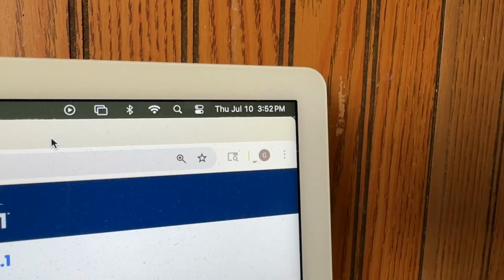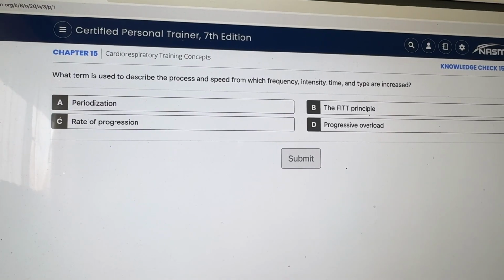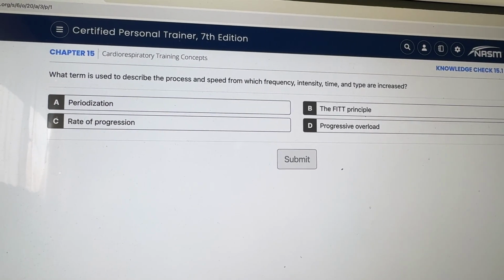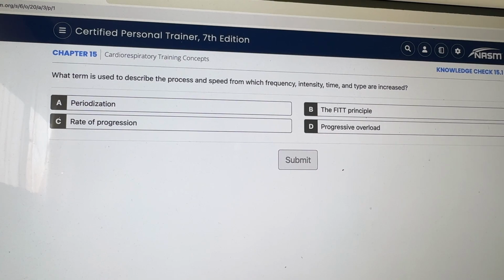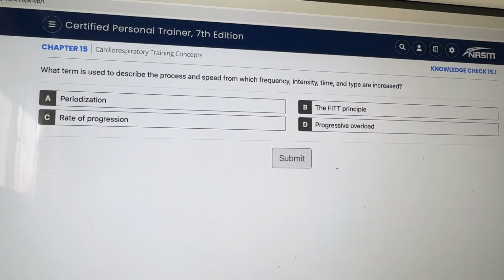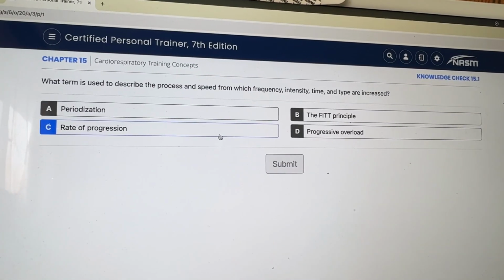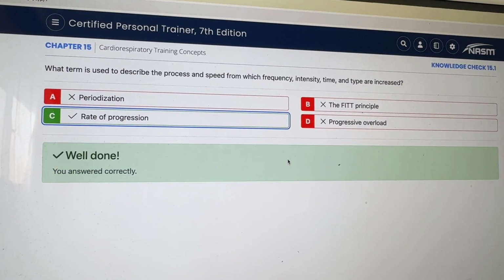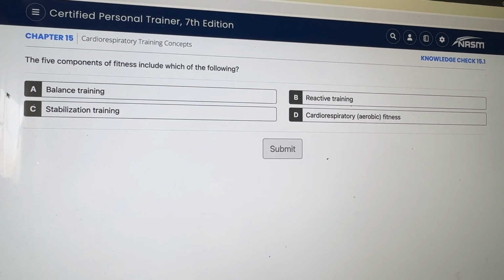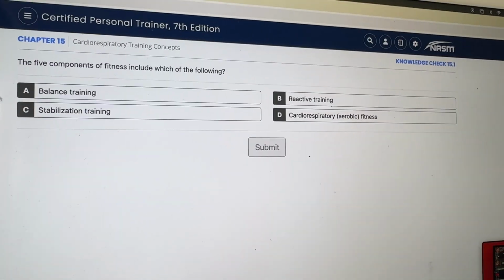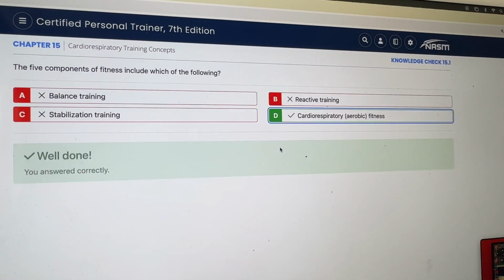Alright guys, lesson 1, chapter 15 is done. 3:25 right now. Only 2 questions. Here we go. What term is used to describe the process and speed from which frequency, intensity, time, and type are increased? Rate of progression. The 5 components of fitness include which of the following? Man, I'm gonna say it's cardiorespiratory.